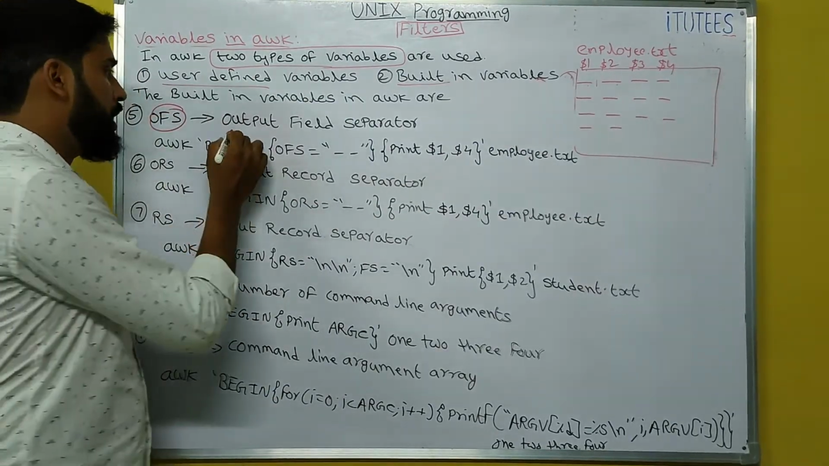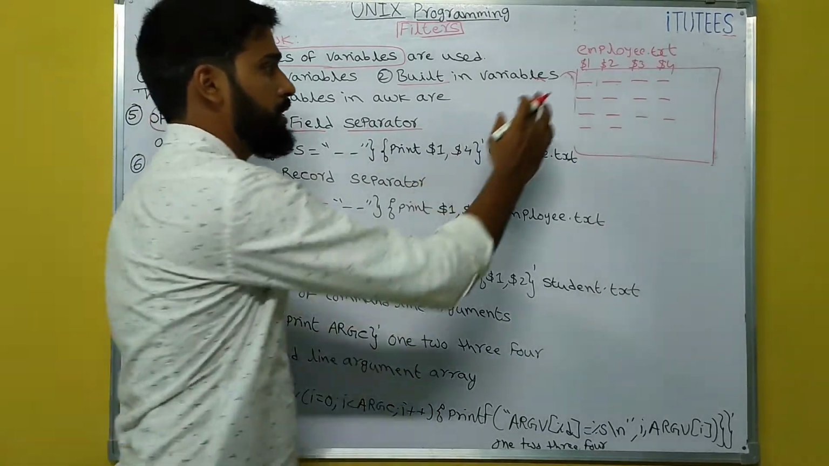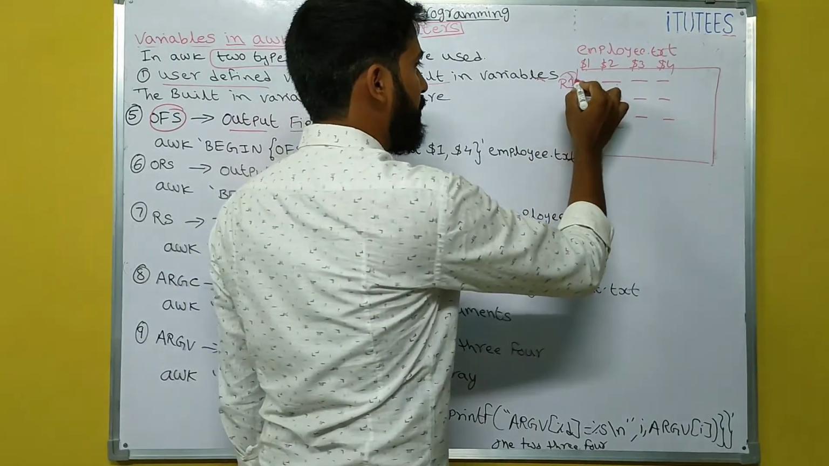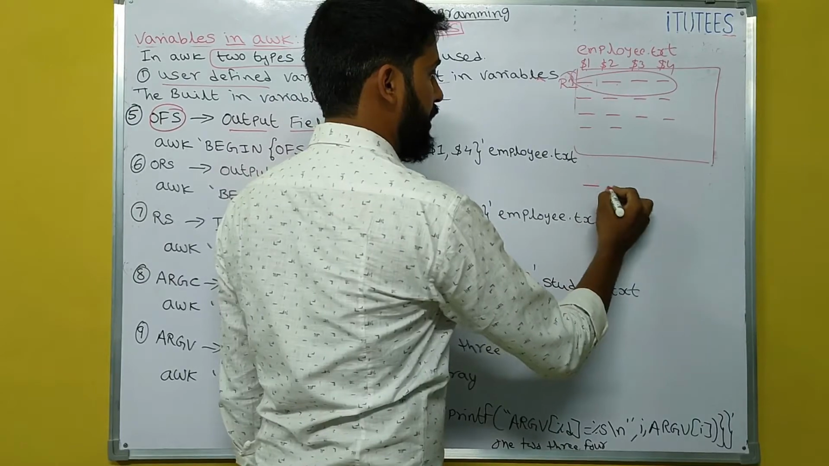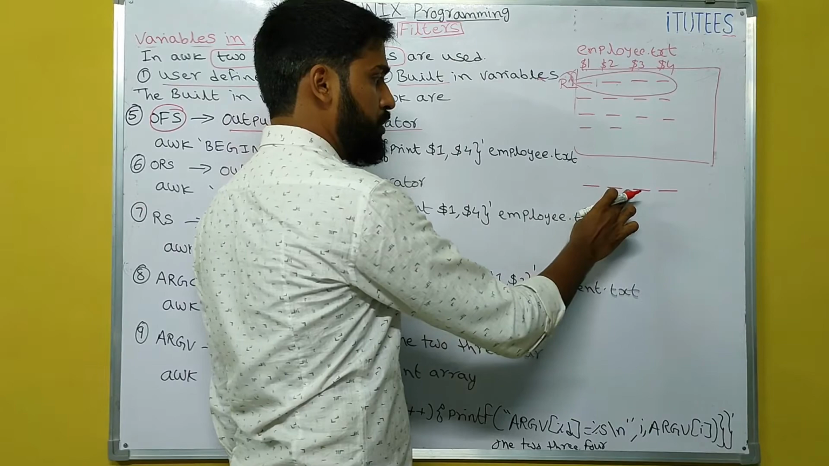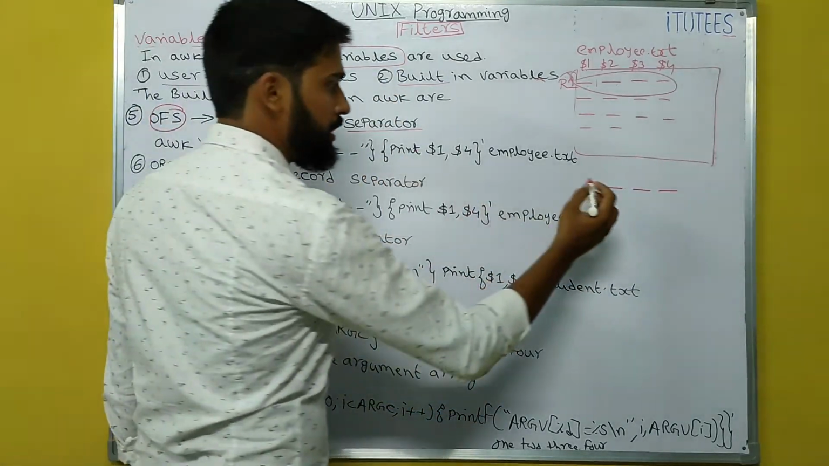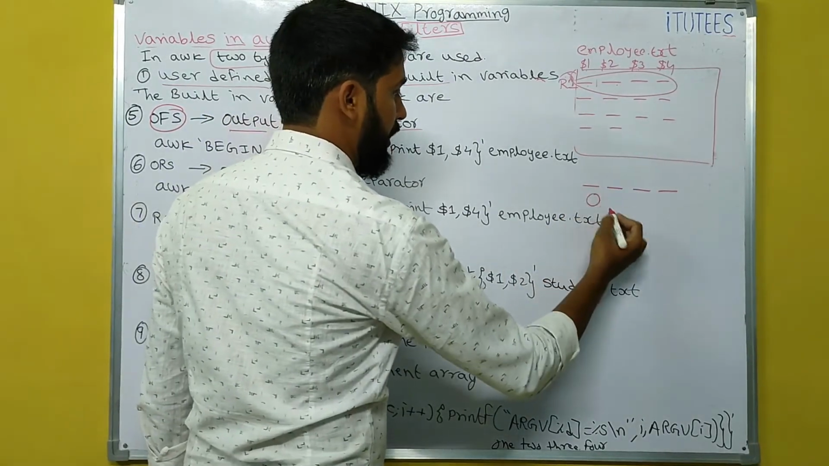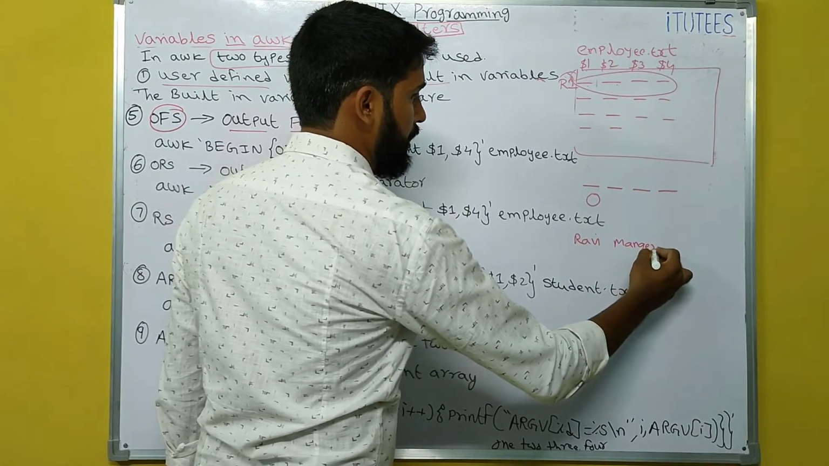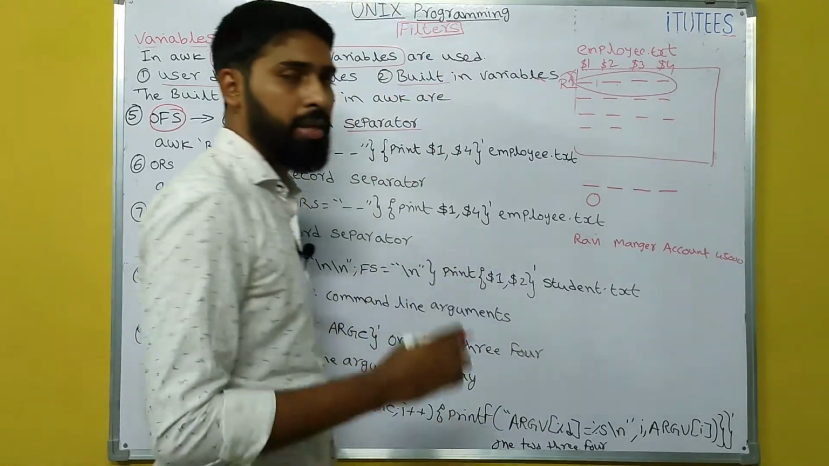OFS means output field separator. For example, here I want to print record 1. Now it prints the entire line like this: field 1, space, field 2, space, field 3, space. Now I want to print these with a double hyphen between the fields. For example, field 1 is Ravi, designation manager, department accounts, and salary 45,000. So this is the actual output.